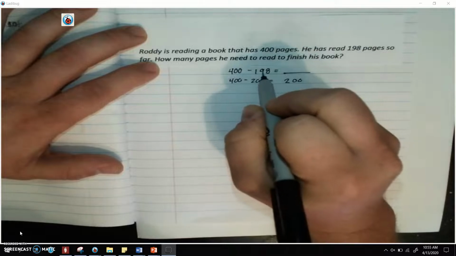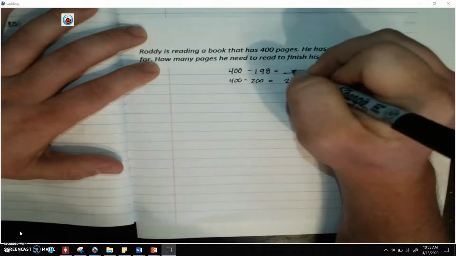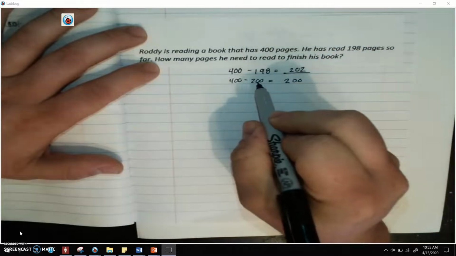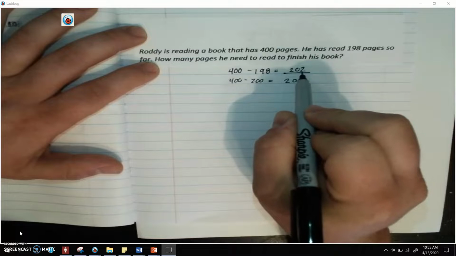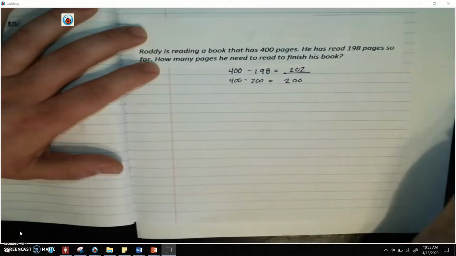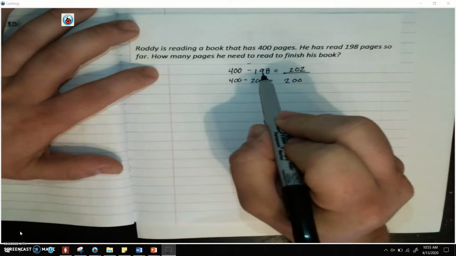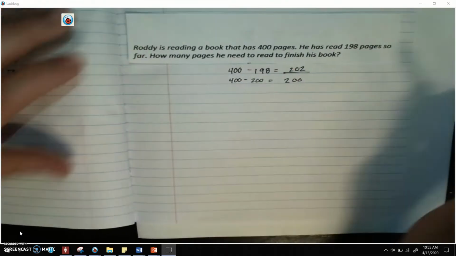This, though, is 2 less than that, or 2 further away. So that's going to be 202. So I made that number friendly, but you can't forget that since this was 2 less, our difference is going to be 2 more. All right, so that's how you can make numbers friendly. Anytime that you're close to 100 or a 10, think about in your head how you could make those numbers more friendly.